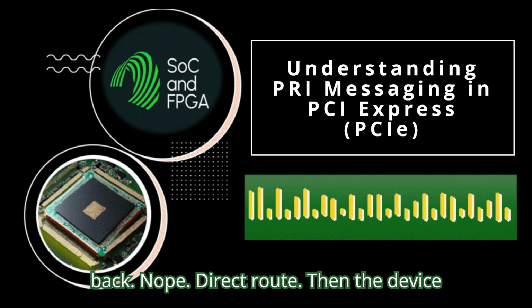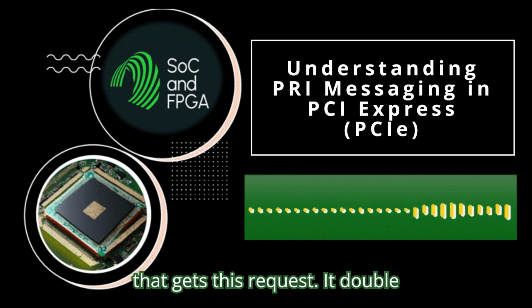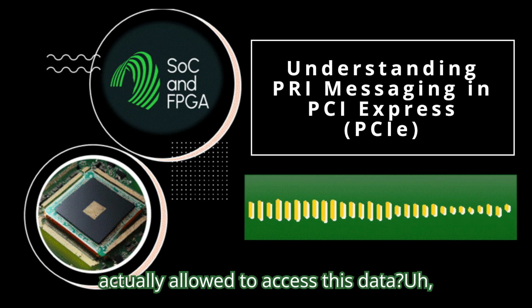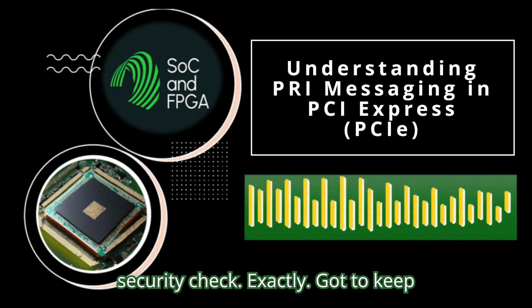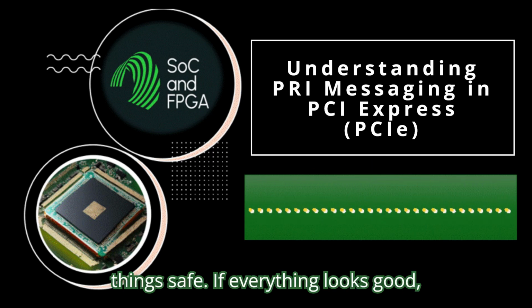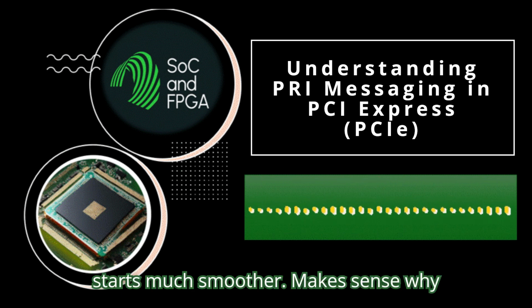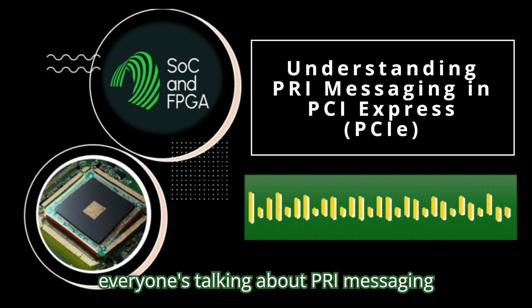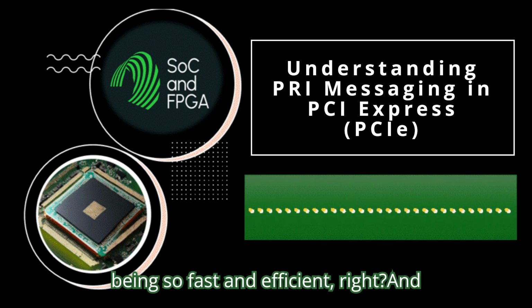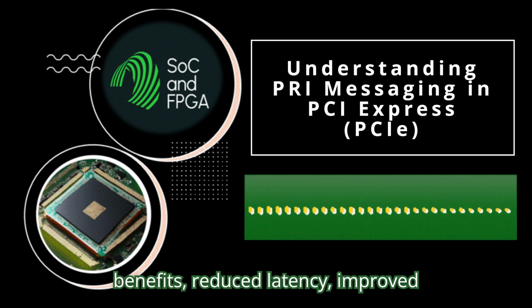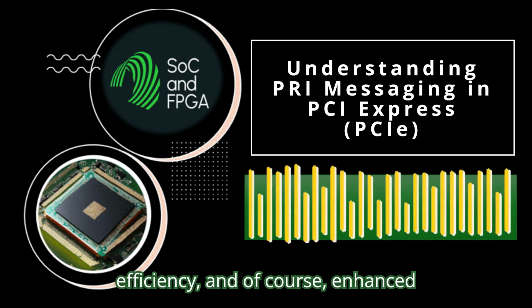Nope. Direct route. Then the device that gets this request double checks: hold on, is this virtual machine actually allowed to access this data? Security check. Exactly. Got to keep things safe. If everything looks good, then boom, access granted, data transfer starts. Much smoother. Makes sense why everyone's talking about PRI messaging being so fast and efficient. Right. And the research digs into three big benefits: reduced latency, improved efficiency, and of course, enhanced security.